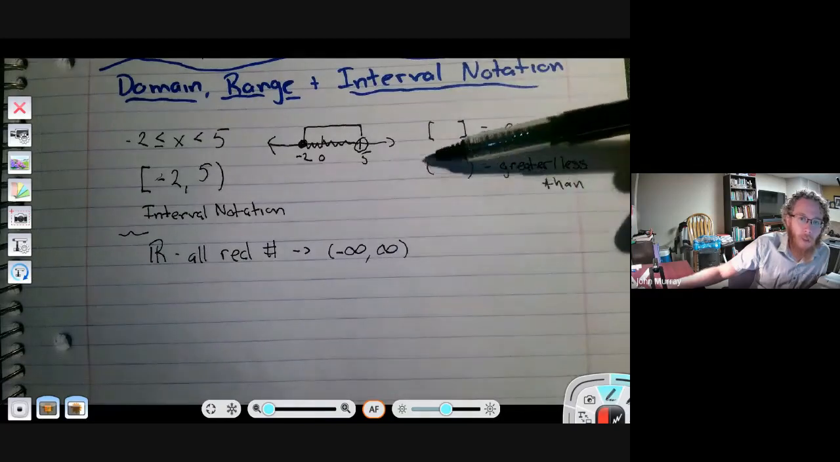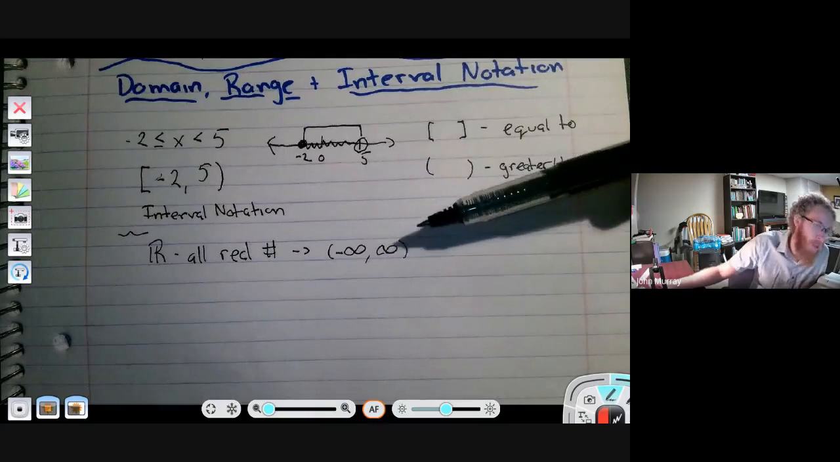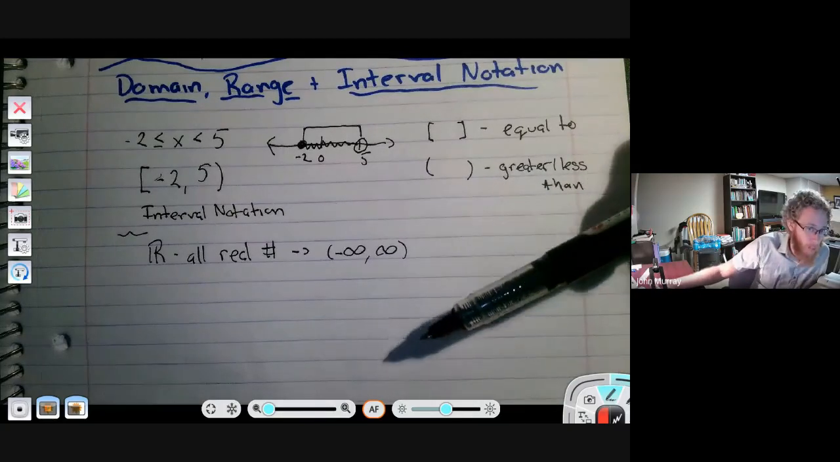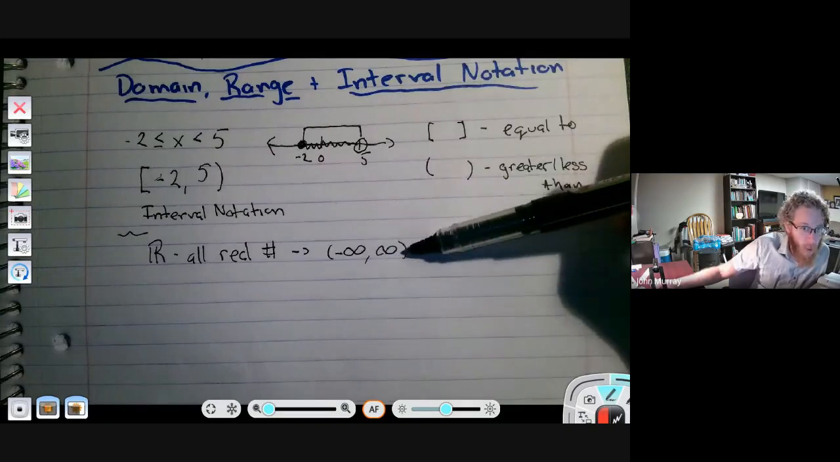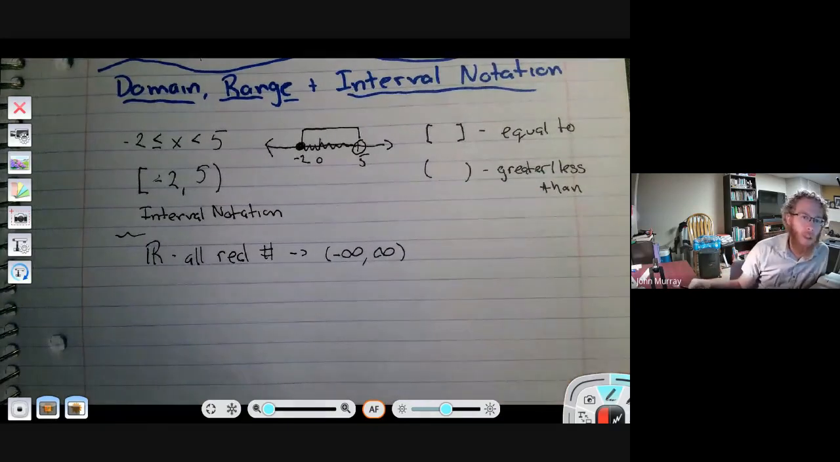Okay, so now notice I use the parentheses there, because we cannot equal infinity, right? Infinity is not a number, okay? It's more of a concept, right? So you can't equal something that never ends, right? So anytime you use infinity, you're going to use the parentheses, right?